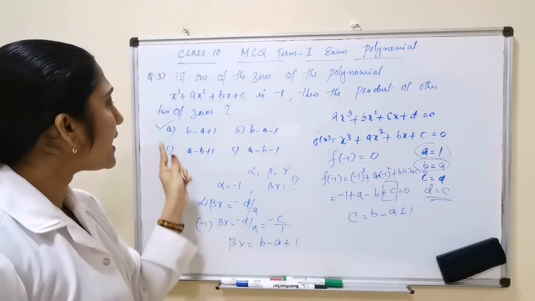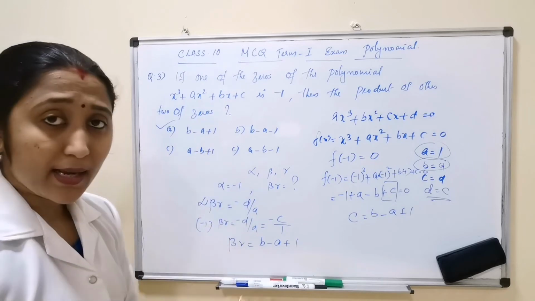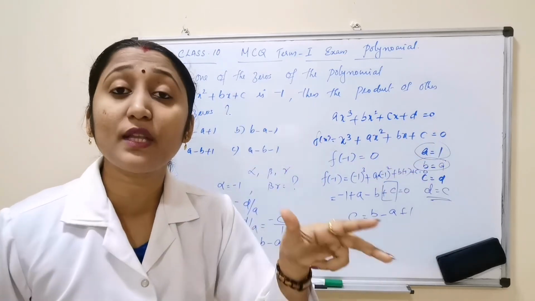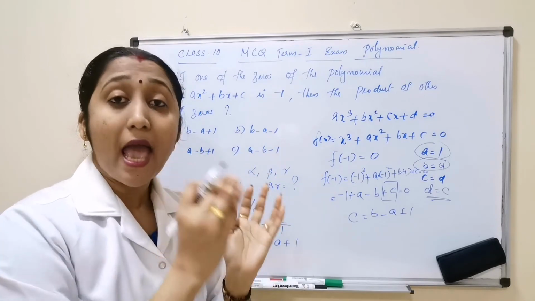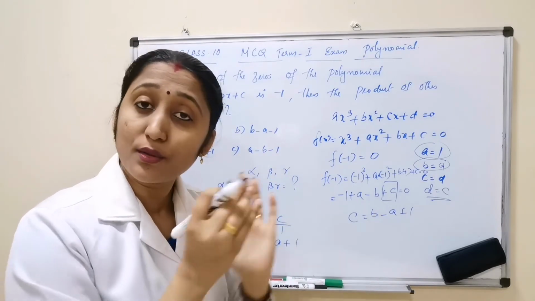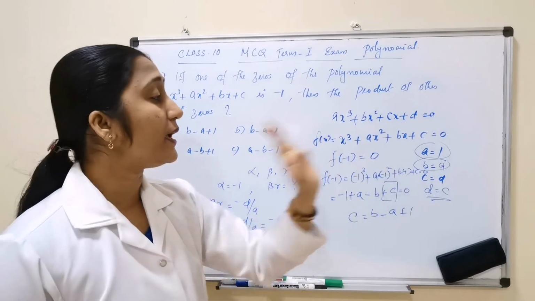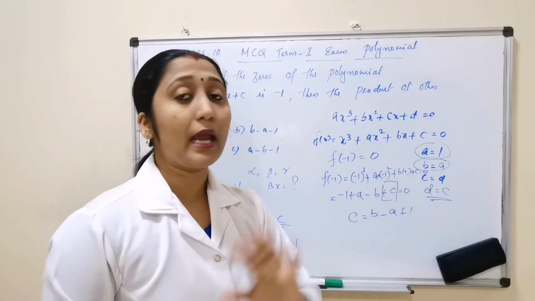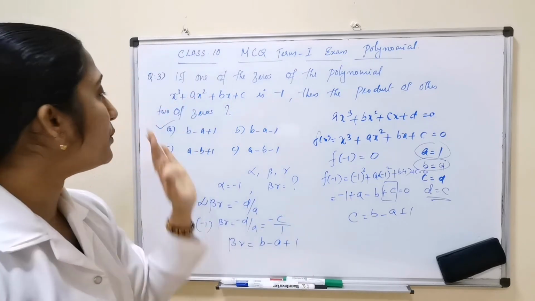But here the options are based on a, b. We have to find f of 1 equal to 0. If one of the zeros is -1, it means f of alpha equal to 0. That means from here we got c equal to b minus a plus 1. So the answer is option A.